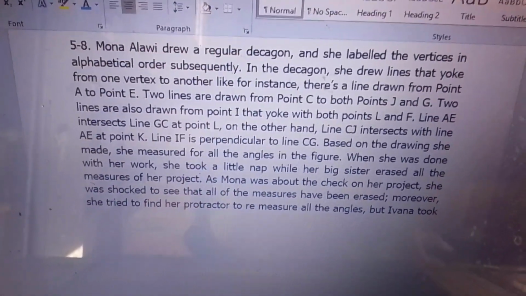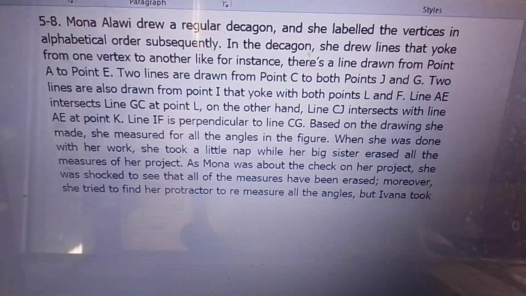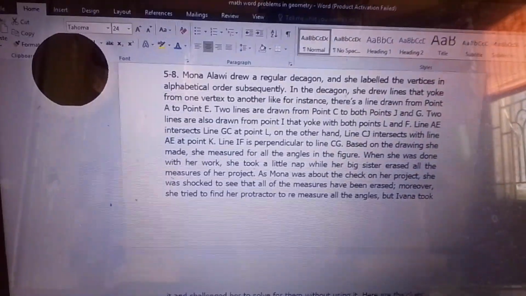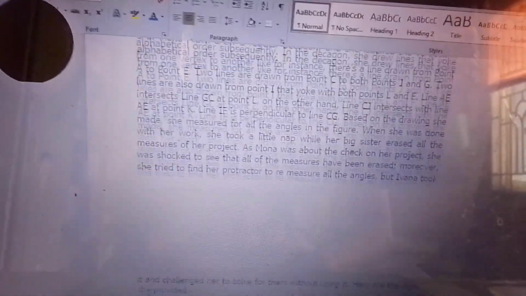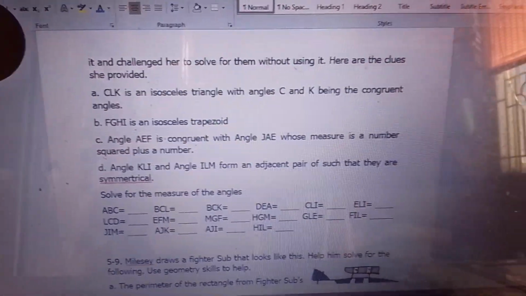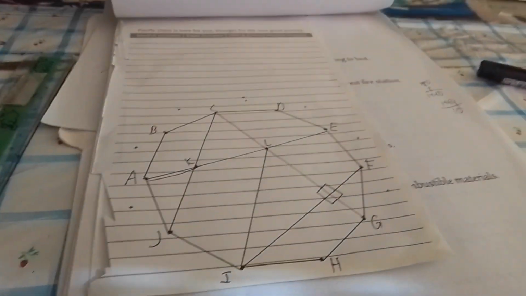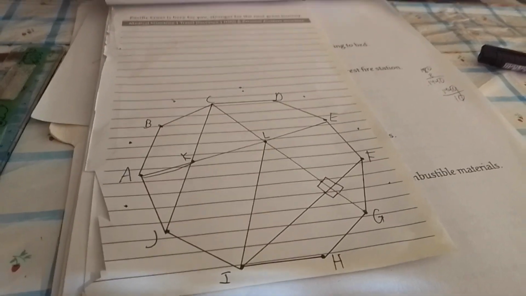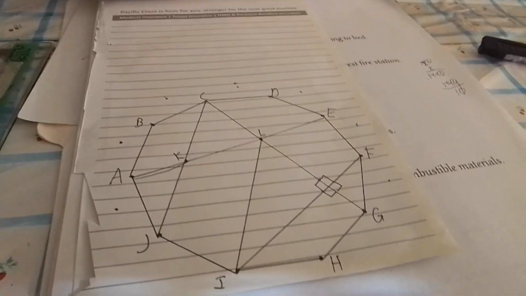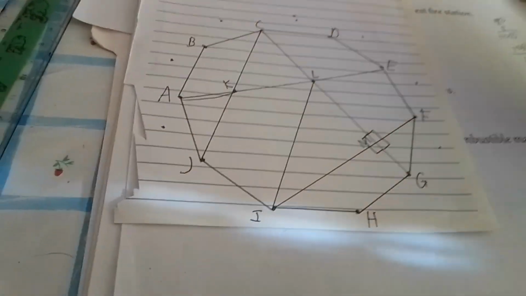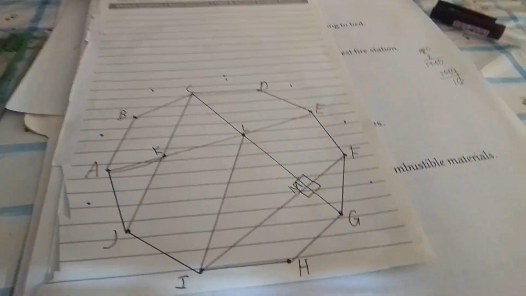Moreover, she tried to find her protractor to remeasure all the angles, but Ivana, anong ginawa niya? Ang ginawa niya ay ganito. Habang natutulog si Mona, Ivana erased all the measures. Like for example, kung ito yung measure, di ba? Ayun pala, did you know there's also an intersecting point here? There's another, and this is point M. Ito yung point M.